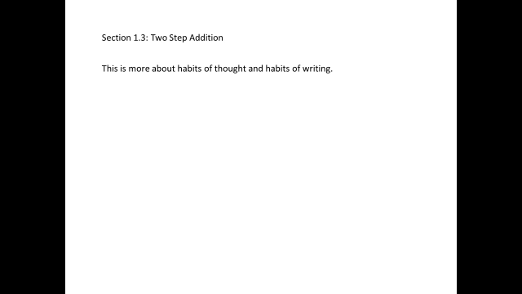Section 1.3, Two-Step Addition. This section is more about habits of thought and habits of writing than it is about learning more about arithmetic. When we have a number, we can break it into parts by its place value. 54 is equal to 50 plus 4. This is a useful concept to have when doing arithmetic because we can take a number and break it down into pieces that are simpler to work with.